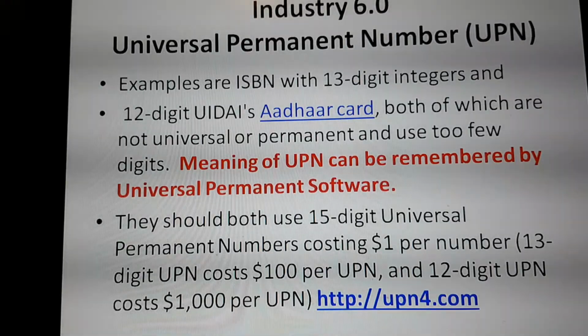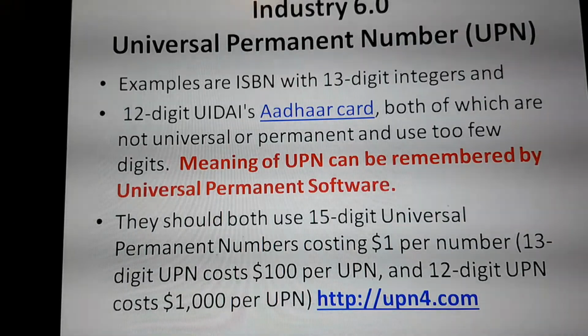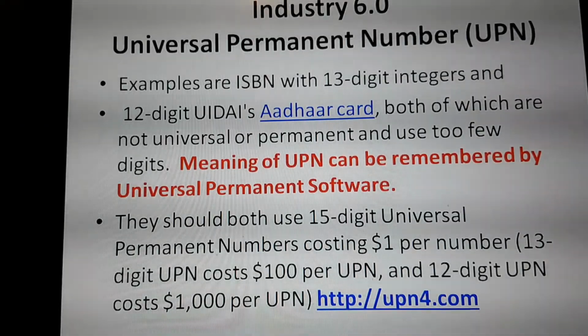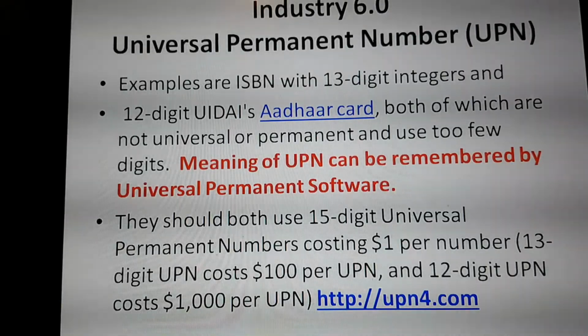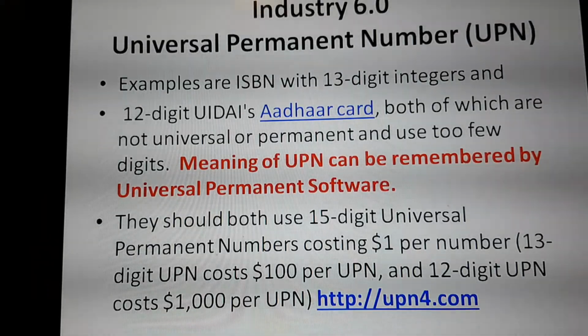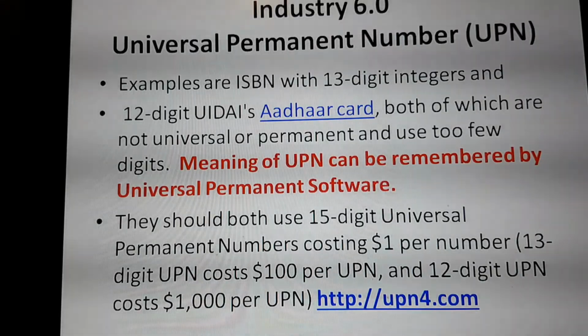All the ISBN and the Aadhaar card numbers should all use a 15-digit universal permanent number, because for the universal permanent number, 15 digits cost just $1. 13 digits would cost $100, which is what ISBN charges. Every time you publish a book, you need to buy a $100 ISBN. And India used a 12-digit UPN for the Aadhaar card, which will cost $1,000 per UPN. It's prohibitively expensive. So the numbers they use are not correct.